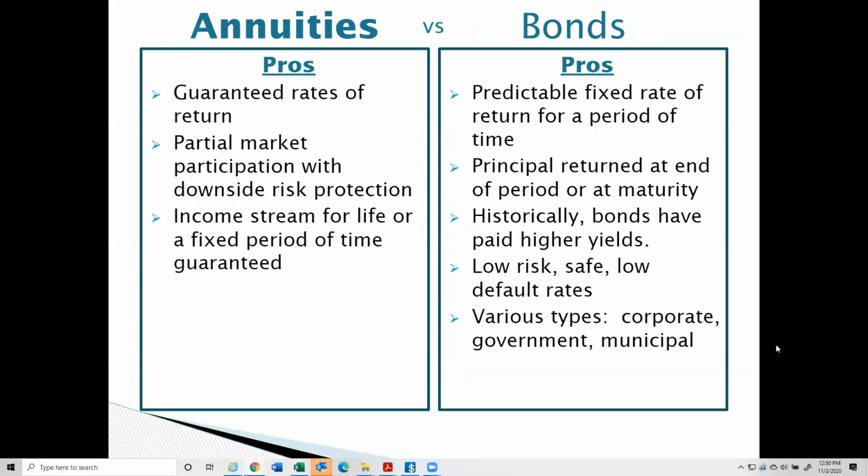Let's talk about some of the pros and cons of annuities and some of the pros and cons of bonds. First, with annuities, you have guaranteed rates of return. You potentially could have some partial market participation while minimizing downside risk. You can have guaranteed income streams for life or for some fixed period of time, guaranteed for 10 years, guaranteed for 20 years. So when you're building your financial plan, you can know for certain periods of time what some income streams would look like and what those distributions would be. And you can build some guarantees into your portfolio.